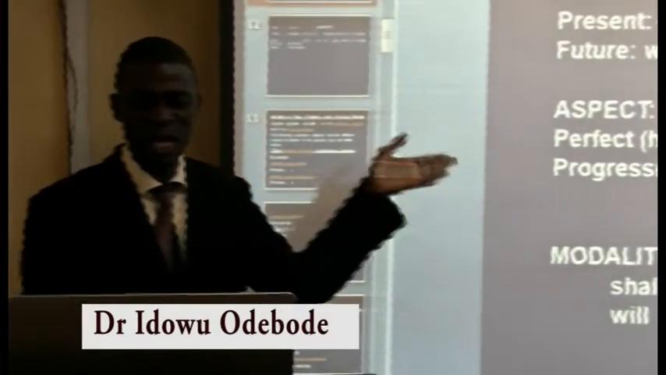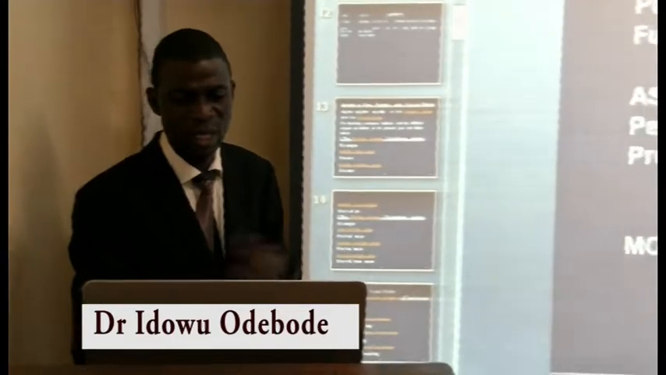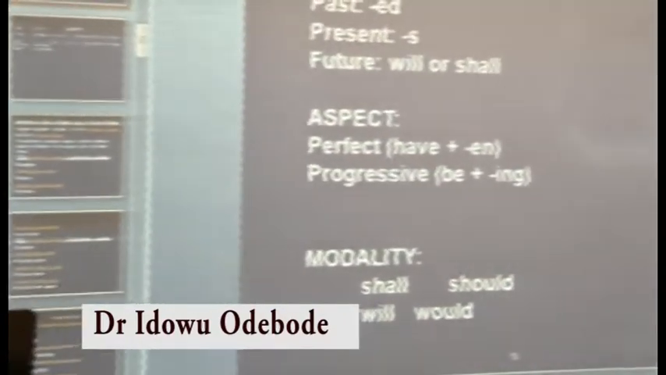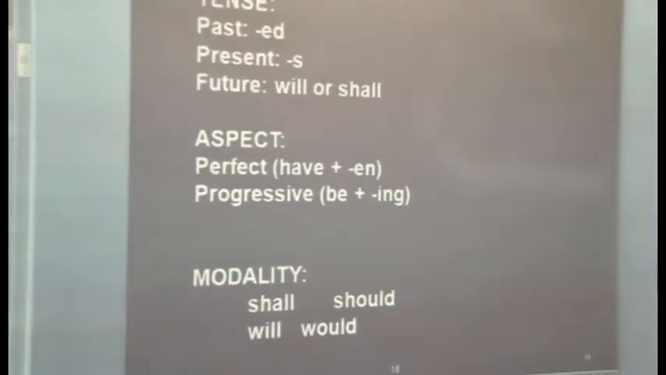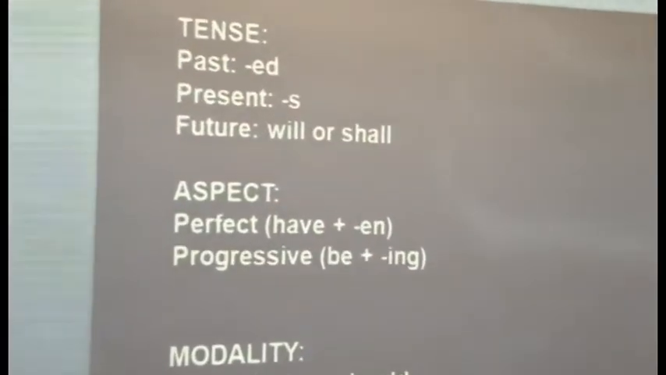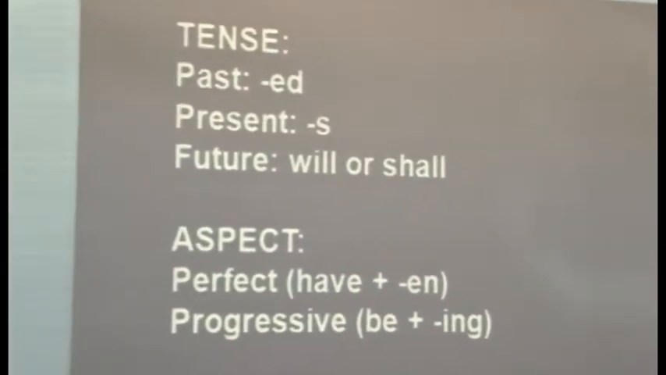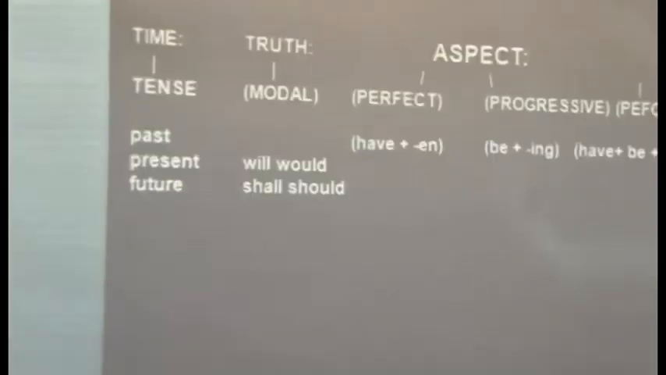Here is a small diagram for you. Tense: we have the past, ed; the present, with the suffix s; and then the future, will or shall. Then aspect: perfect, R plus EN; progressive, B plus ING. And then we have the modality, which has to do with an aspect of the future: shall and should, and then will and would.